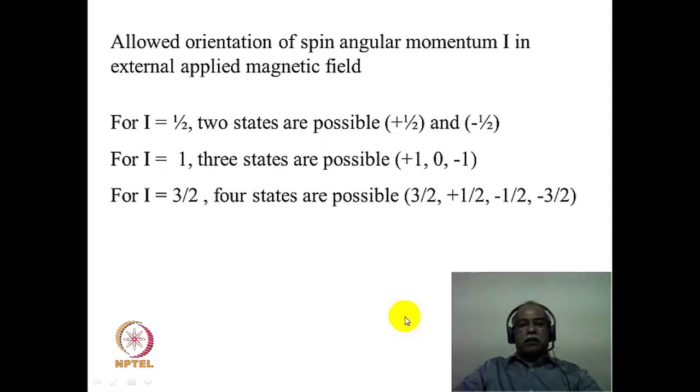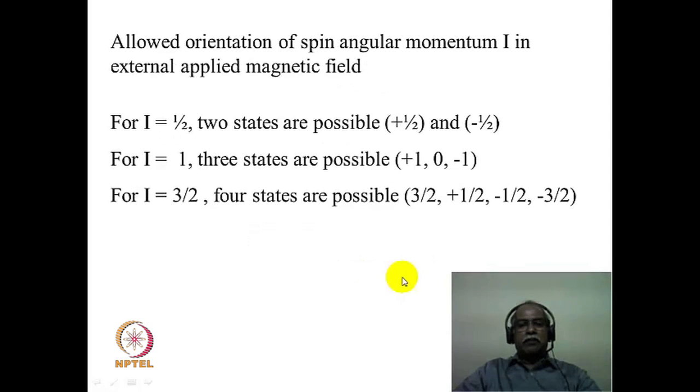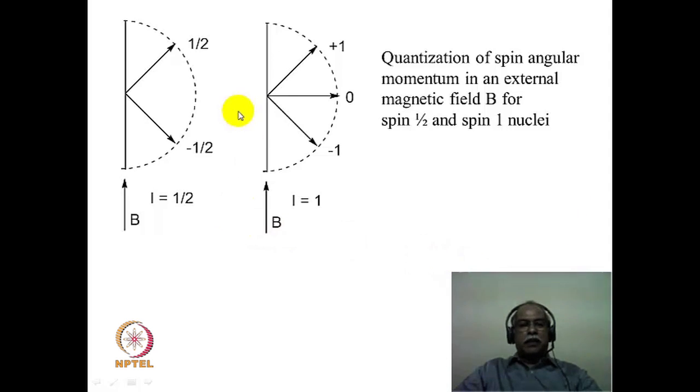For example, if you consider I equal to half, then the allowed orientations of spin angular momentum I in an external magnetic field are what is described here. For a spin of half, you can have the possibility of plus half and minus half. For a spin of 1, you can have the possibility of plus 1, 0 and minus 1 in accordance with this particular rule, which tells you the number of magnetic quantum numbers that are possible in the presence of an external magnetic field. Now for a spin of 3 by 2, you can have plus 3 by 2, plus half, minus half and minus 3 by 2. Pictorially, it is represented in this particular format.